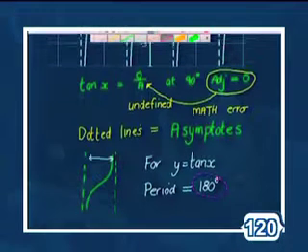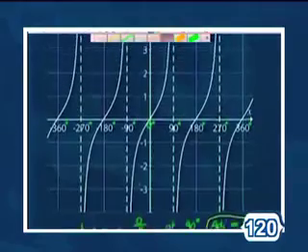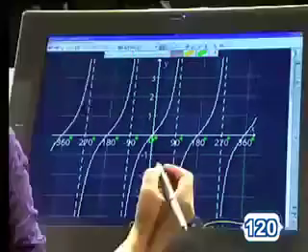Right, let's go and have a look at some more interesting facts about tan.